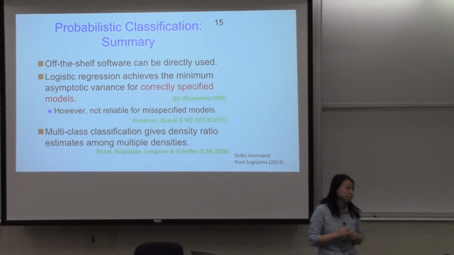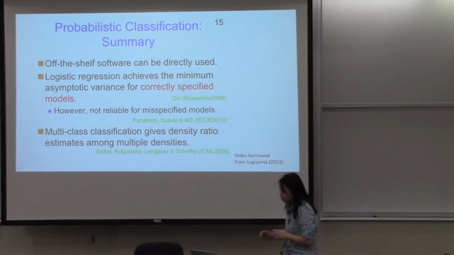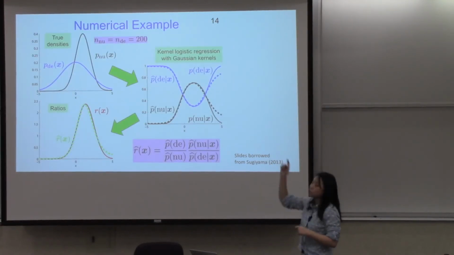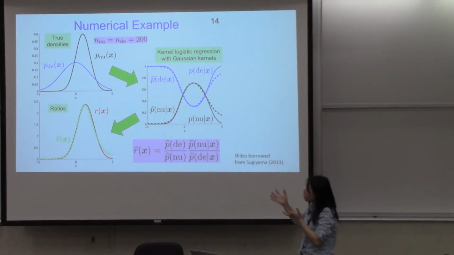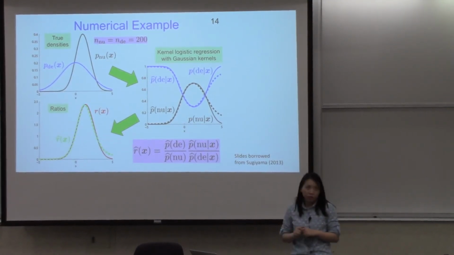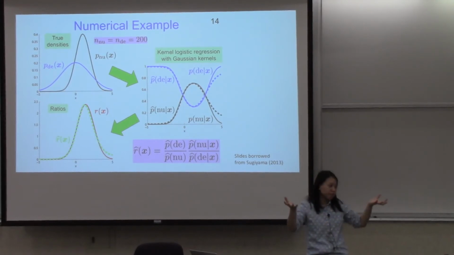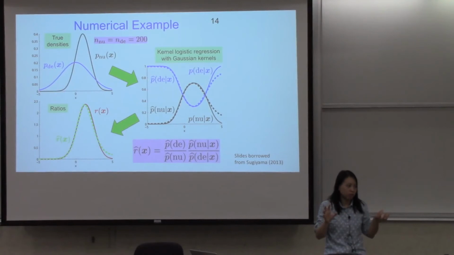Do you want to expand on what you mean by not reliable on misspecified models? Here, they choose kernel logistic regression with Gaussian kernels, which is good. You have a universal kernel, and it also matches your original data, right? You have two Gaussians. In general, if you have just some real data, it's hard to say what to pick. You want to pick logistic regression, or some other probabilistic model to do this classification. It may not match well with the data.